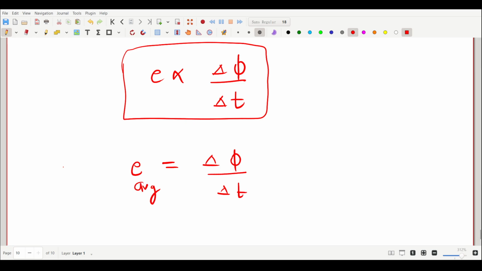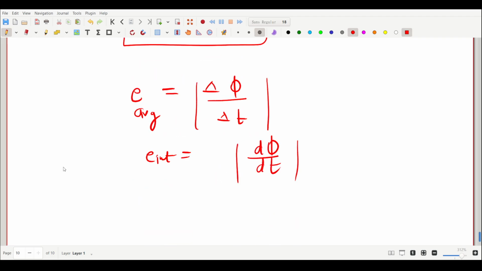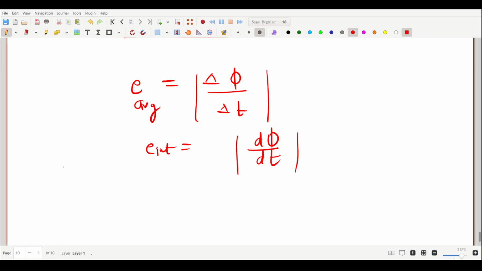If we are talking about the average EMF which is induced, then do this. Instantaneous EMF, which you are finding at a particular instant of time, will obviously be d phi over dt. I have only accounted the magnitude this time because we don't worry about sign for finding EMF, potential difference. It works without sign.